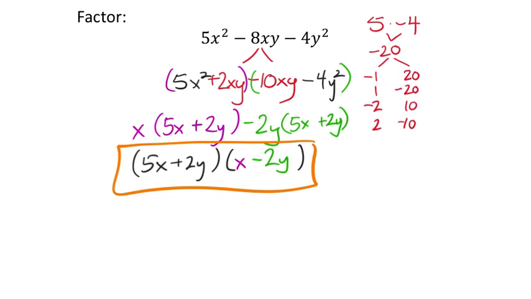Sorry, let me start that over again. x minus 2y times the quantity 5x plus 2y. It's the same thing, it's just written in a different order.